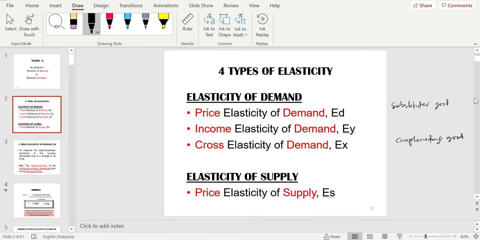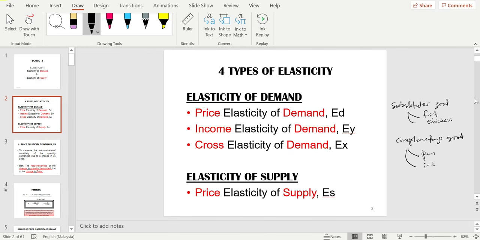Substitute goods means replacement goods. For example, if you don't eat fish, you will eat chicken. While complementary goods means goods that you use together. For example, pen and ink. A pen without ink, what do you say, cannot be used.